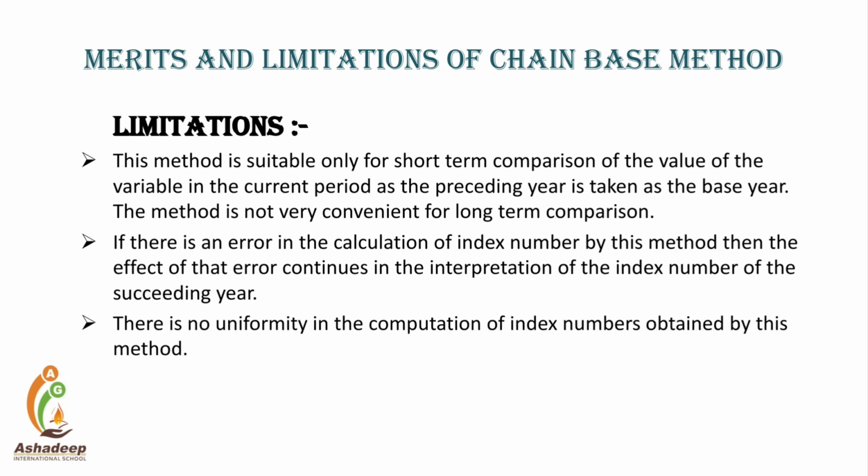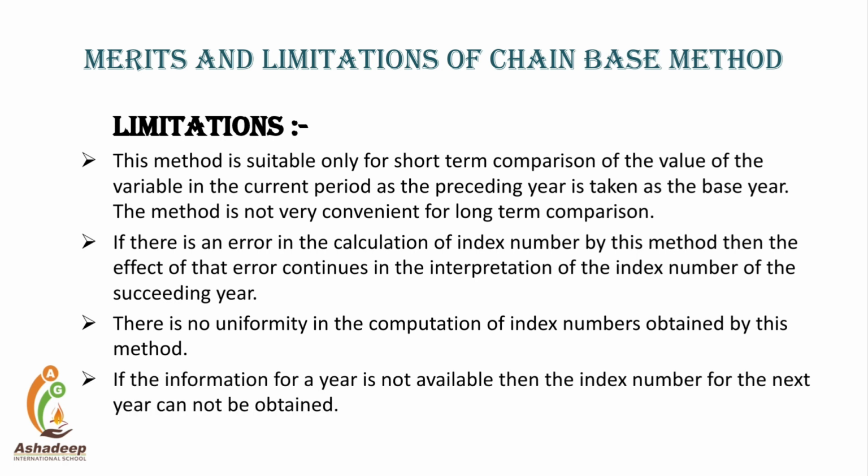There is no uniformity in the computation of index numbers obtained by this method. Students, if we want to compare, it is necessary that uniformity in calculation should be there. But as we know, in this method every year the base year is going to change, so we can see that uniformity is not there, and so we can say they are less comparable. The index numbers which we can find with the help of this method are less comparable.